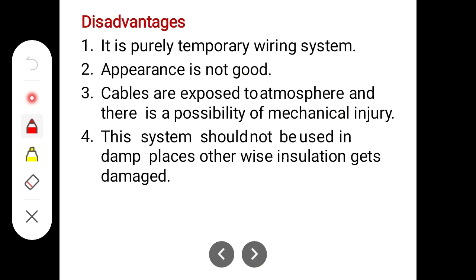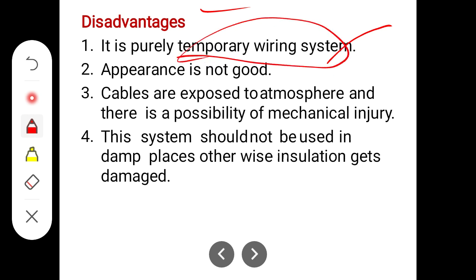There are some disadvantages of using cleat wiring. It is purely a temporary wiring system, which we can use when we want to place wiring temporarily for 3 or 4 months. Appearance is not good, cables are exposed to the atmosphere, and there is a possibility of mechanical injury. This system should not be used in damp places, otherwise the insulation gets damaged.